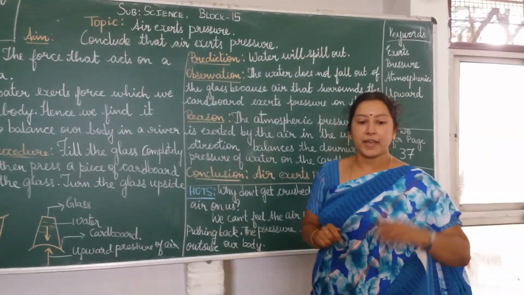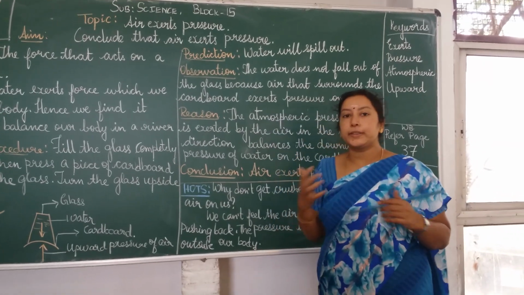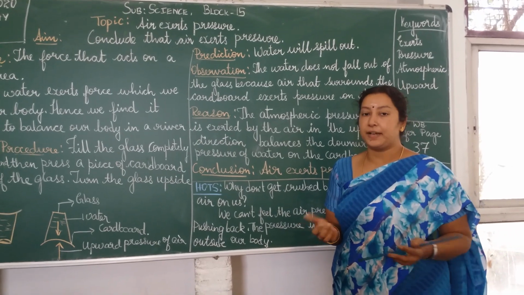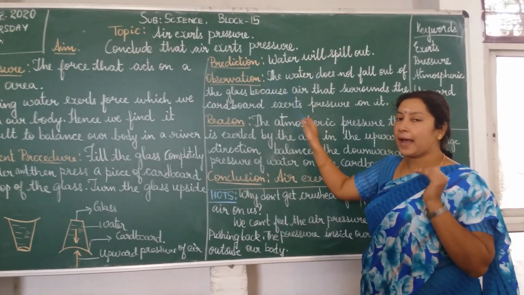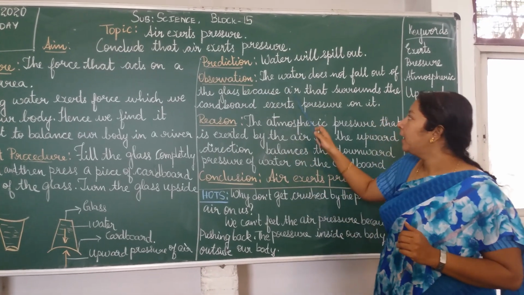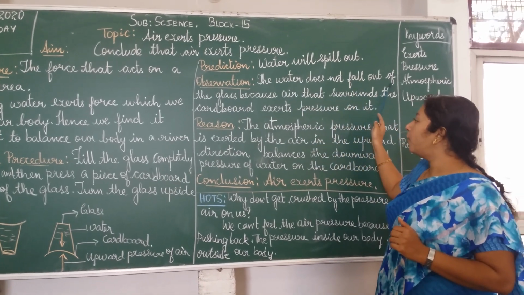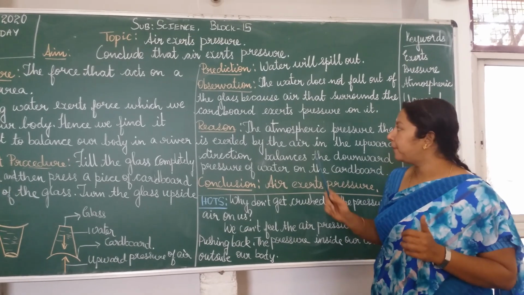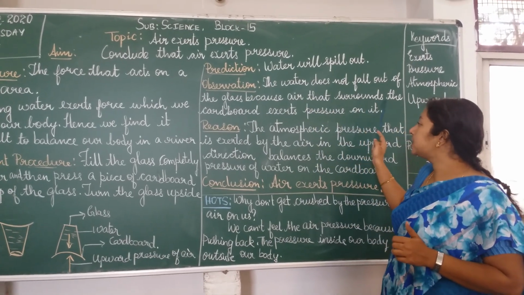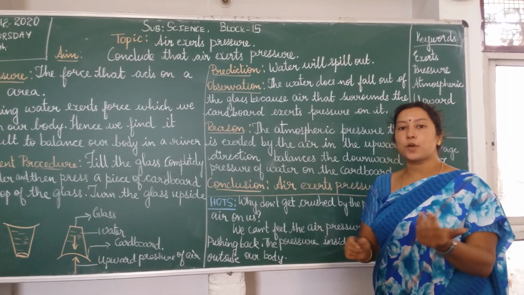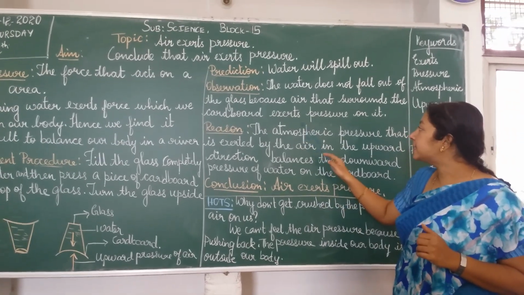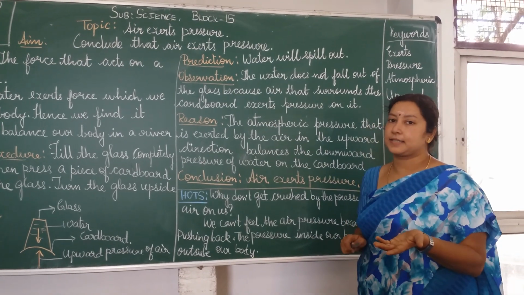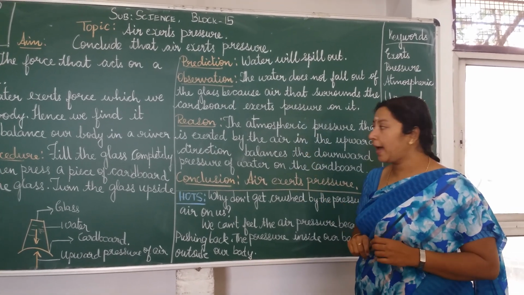Now, prediction. When I did this experiment, what did you think first? You would have thought that the water may spill out. Even I felt so. But what actually happened? What did you all observe? The water does not fall out of the glass. Did the water fall out? No. Why? Because the air which was surrounding the cardboard exerts pressure on it. Exerts pressure on what? On the glass. Understood? This is what actually happened.